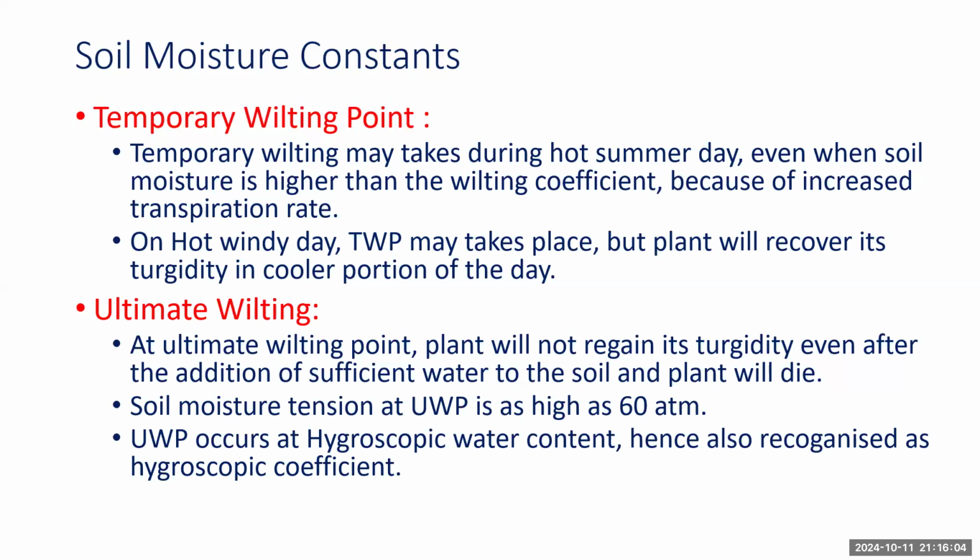Ultimate wilting point occurs at hygroscopic water content, hence it is also recognized as the hygroscopic coefficient. So ultimate wilting is a moisture content equal to the hygroscopic water. That is why it is called the hygroscopic coefficient. The ultimate wilting point or hygroscopic coefficient is generally 2/3 of the permanent wilting.